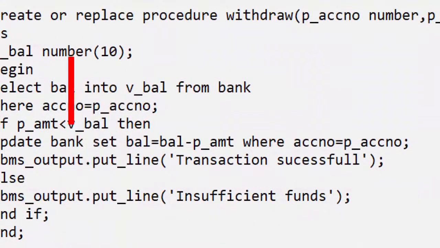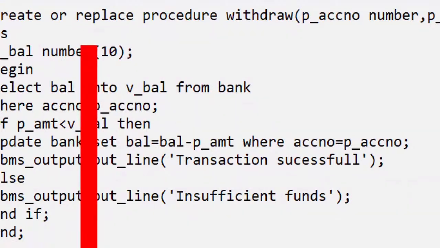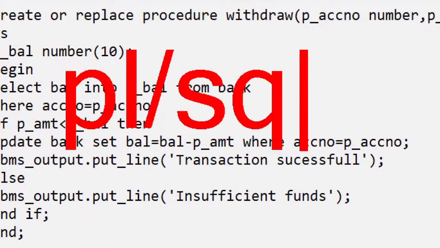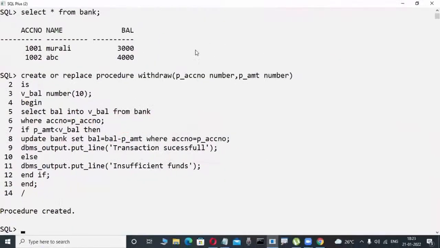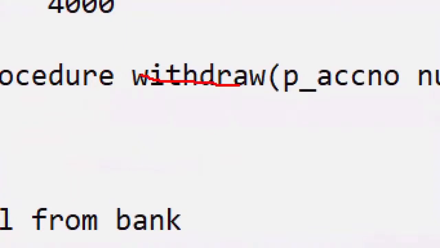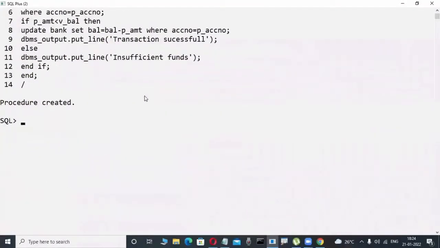You may not have software knowledge, but you will be writing this in the future because I will tell you all these things. These types of coding are called PLSQL coding. Same like a little bit of programming. Once I develop this withdraw procedure, I try to check whatever ATM transactions I mentioned in the previous case.